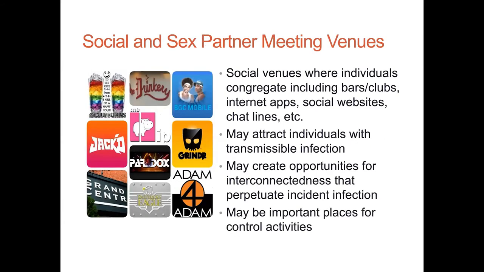So given the elusive nature of STI and HIV transmission networks and their structures, one solution is to study people in places. An effective strategy for accessing the areas of a transmission network where there are individuals with high viral loads, for example, or infectiousness and significant interconnectedness is to focus outreach efforts on social or often called sex partner meeting venues.